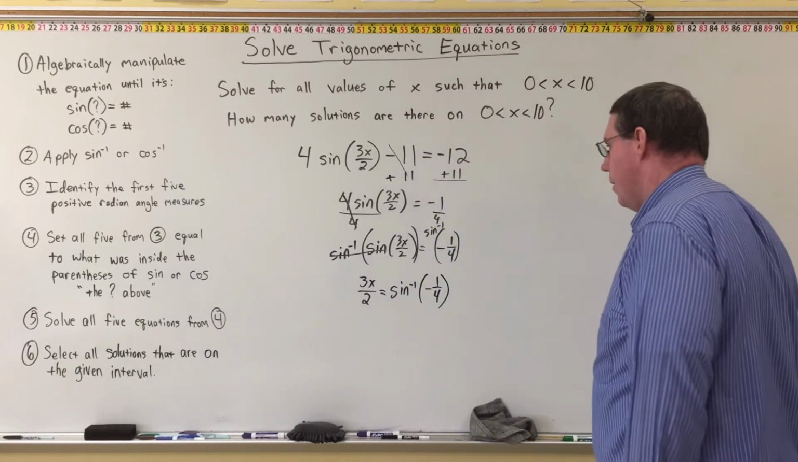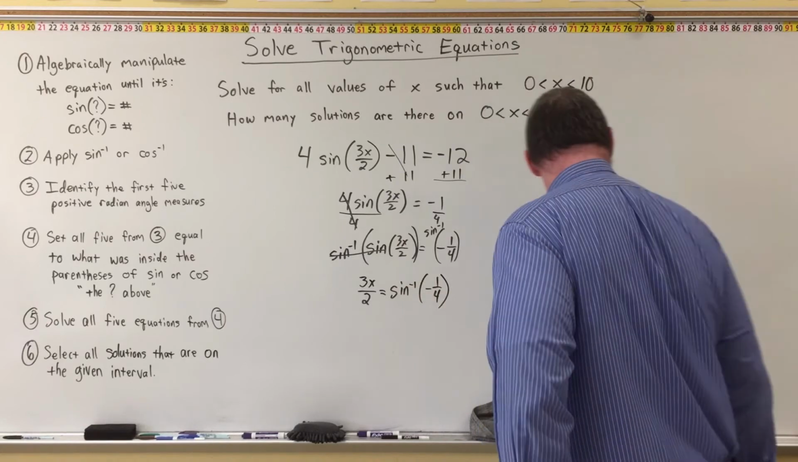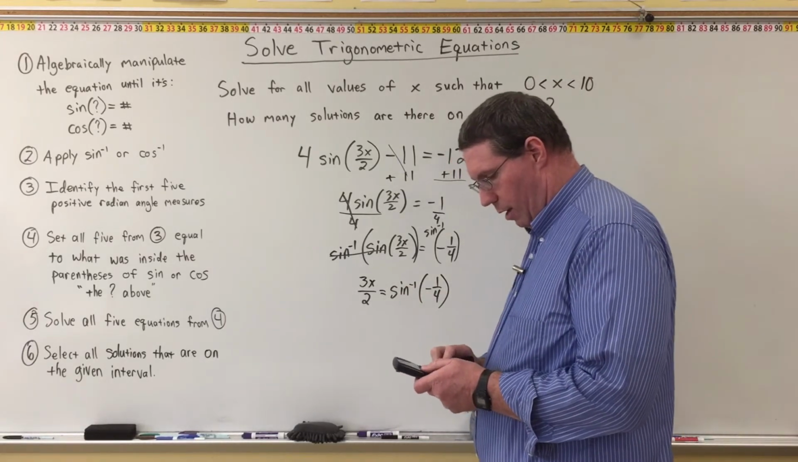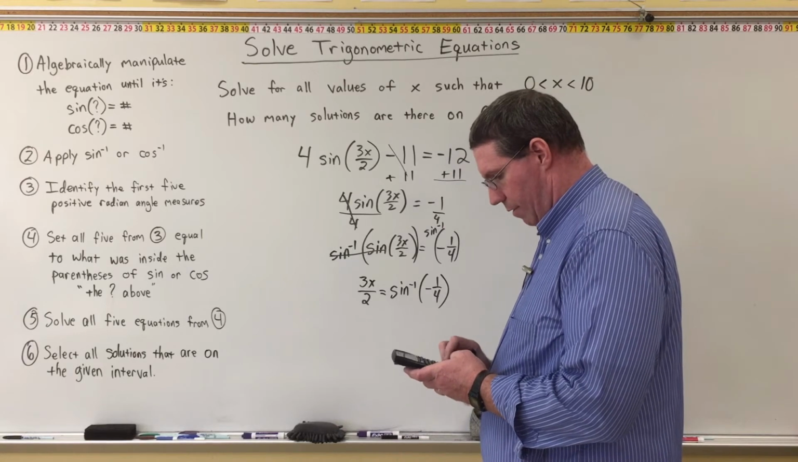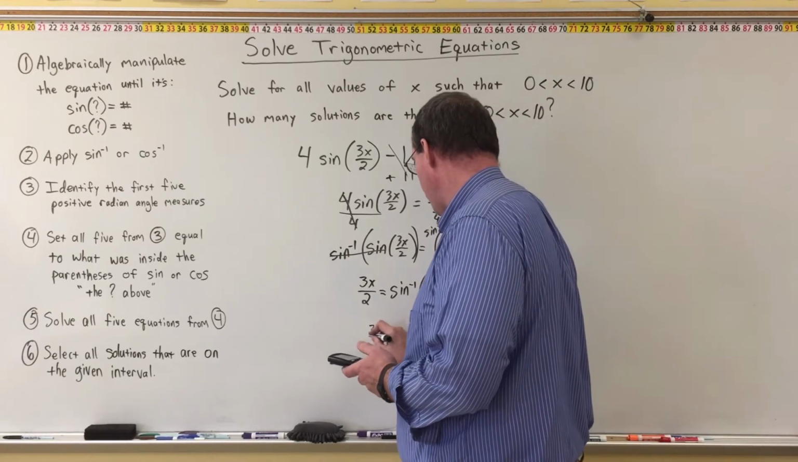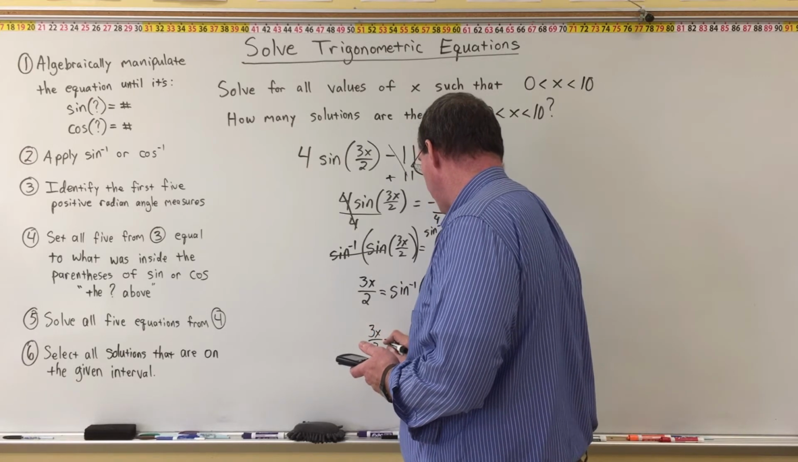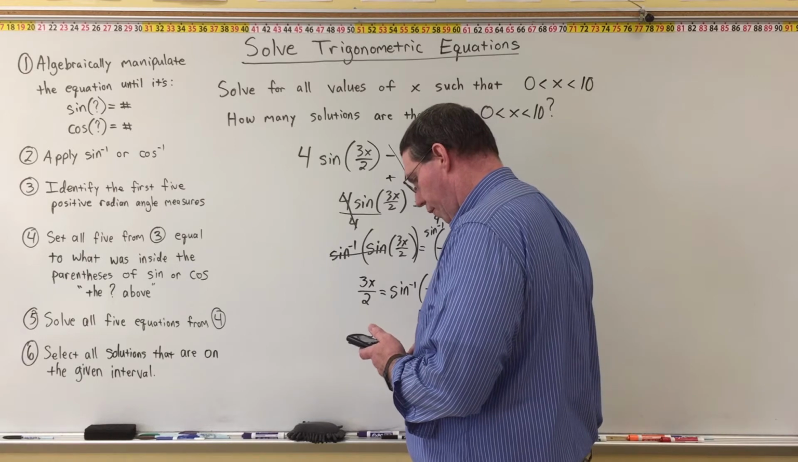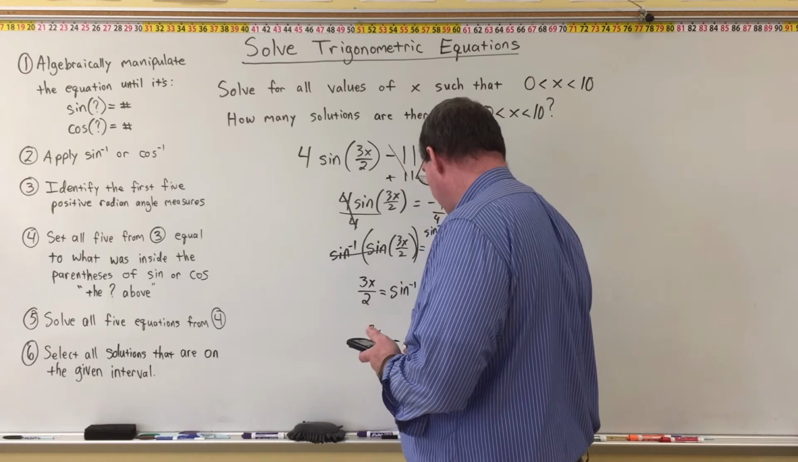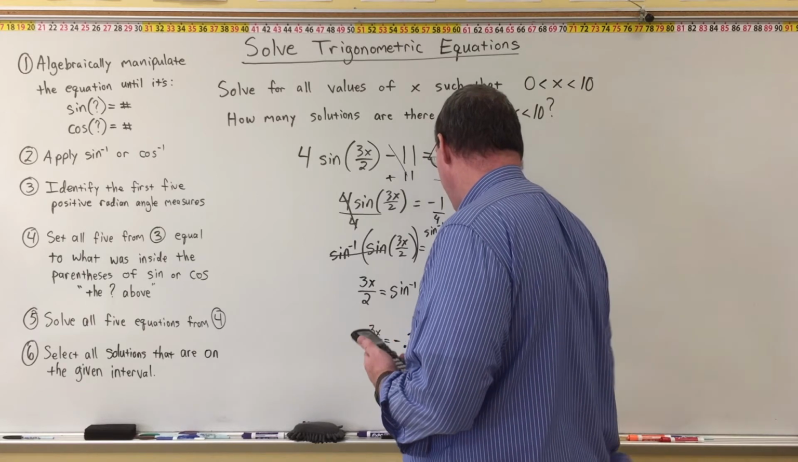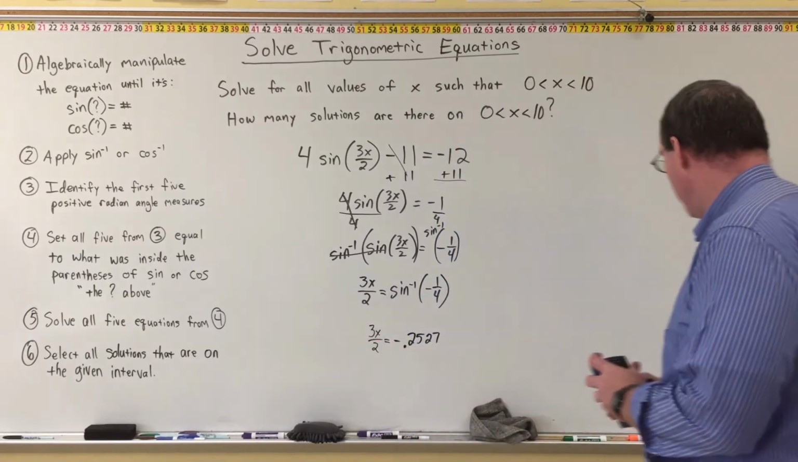Okay? Now I can do this in the calculator. Make sure you're in radian mode. And I'm going to do sine inverse of negative 1/4. And that tells me that 3x over 2 is equal to negative 0.2527. Now, this is a negative value.